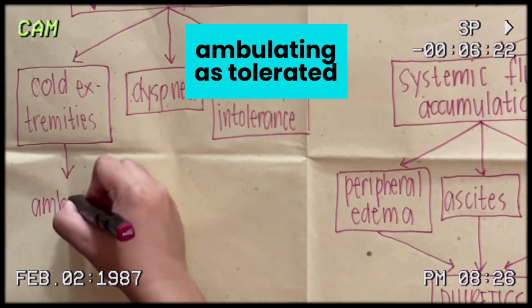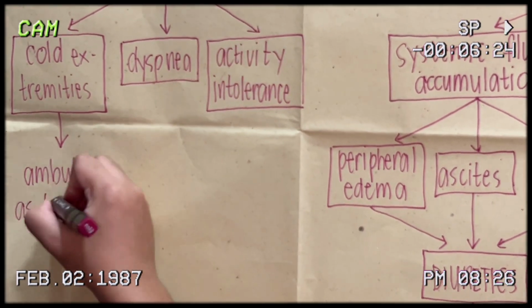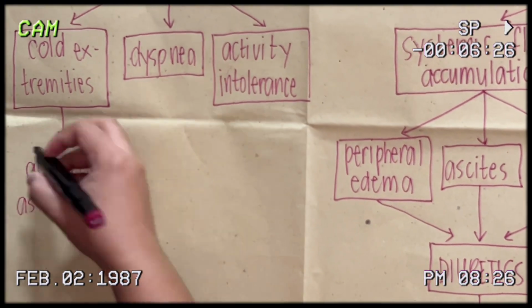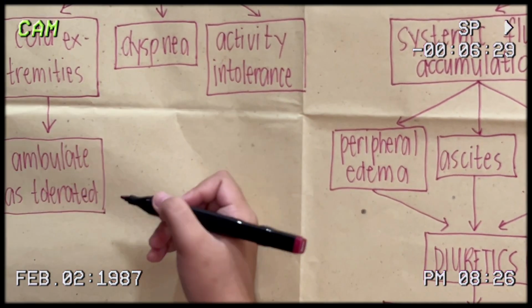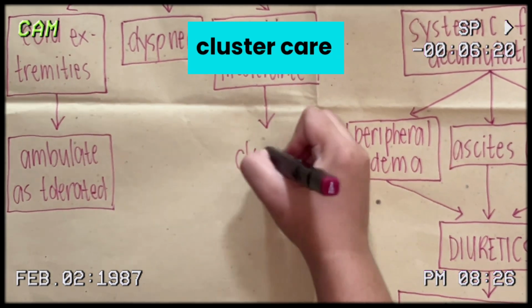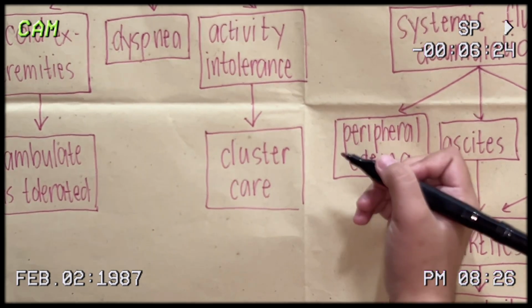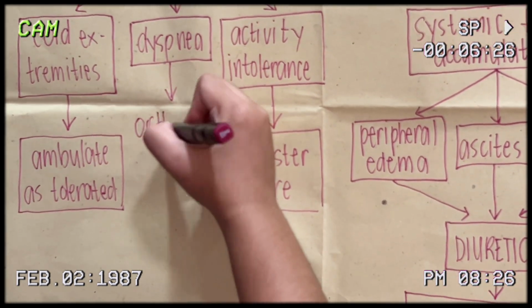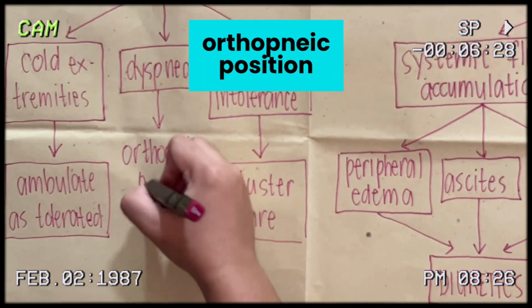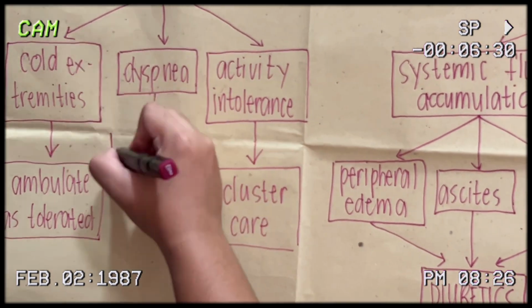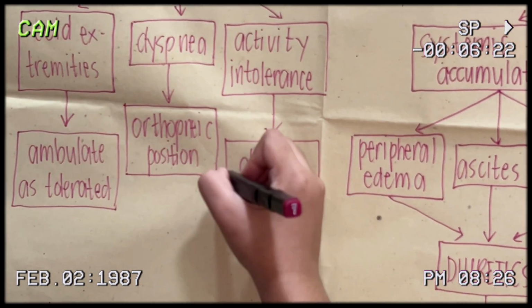Nurses encourage ambulation as tolerated for cold extremities to improve circulation and promote blood flow, which helps warm the affected areas. For activity intolerance, clustering care reduces energy expenditure by minimizing frequent interruptions, while placing patients with dyspnea in an orthopneic position optimizes lung expansion, making breathing easier.